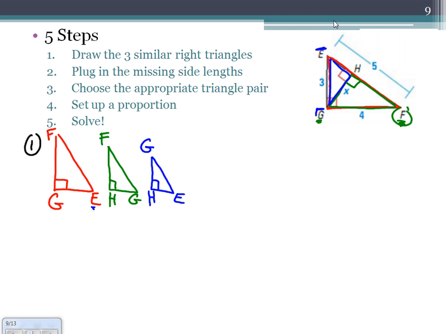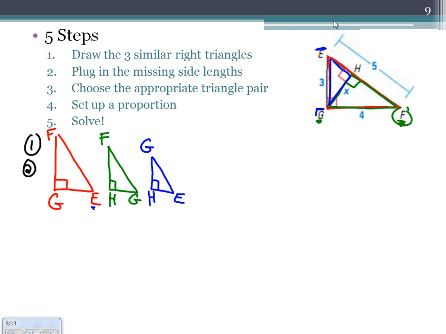Step 2 says plug in the missing side lengths. So we're going to go one by one, and we're going to take values from my picture and plug them into my new triangles. So what value would you like to pick first, Ariel? What value would you like to plug in first? 4. What are the letters? What side length is that for 4? GF. Where do you see GF, Ariel?